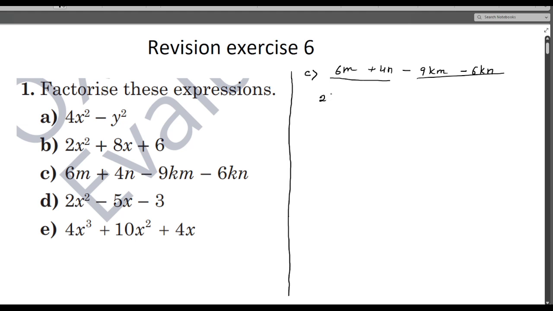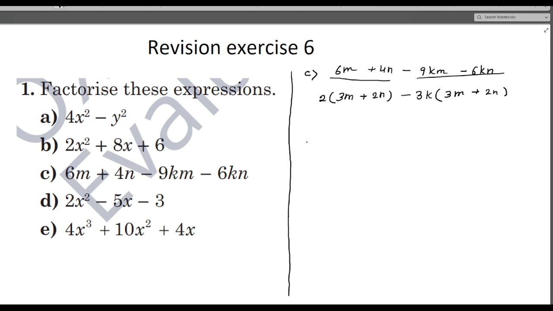When you take 2 common, it is 3m plus 2n. Minus, here I will take 3k common. Basically I am taking minus 3k common. As you are taking a negative number common, here you have 3m plus 2n. When you take a negative sign common, you have to change the sign of each term.